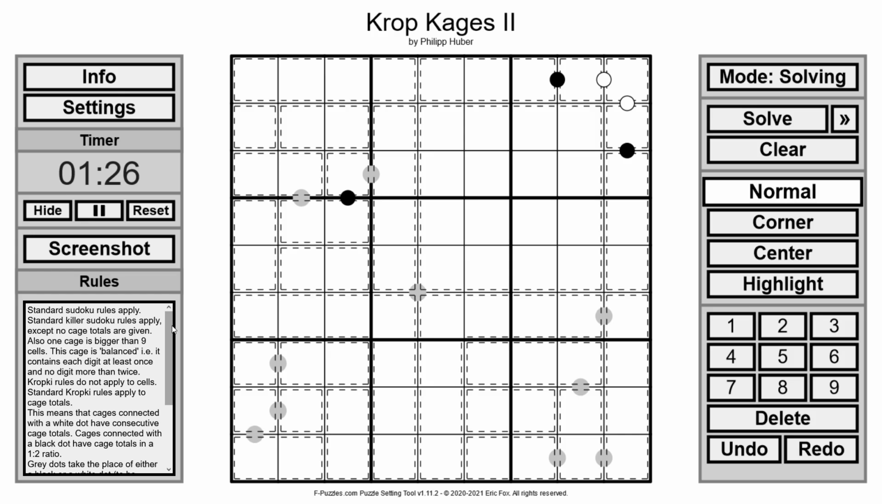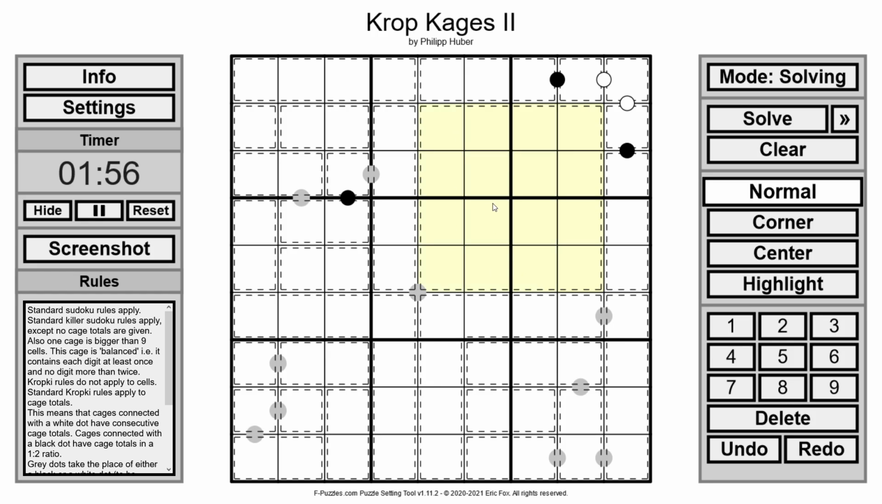So standard Sudoku rules apply. That's obvious. Then standard killer Sudoku rules apply, but we have no cage totals. So you can see already we have cages in the grid. And these are standard killer cages, except we don't know the killer sum yet, and we have to deduce it ourselves. One exception is this cage here.